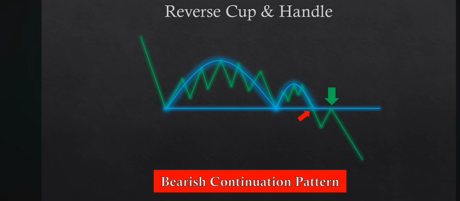The stop should be above the highest high in the handle, or the small arc, and the take profit target should be at least 3 times as large. This finishes the continuation patterns.